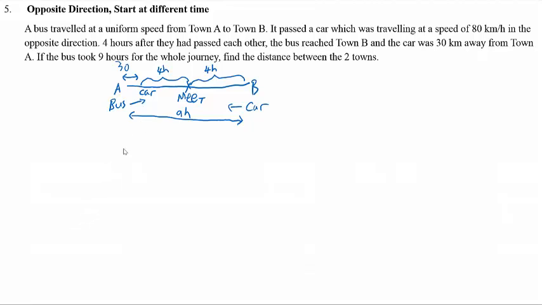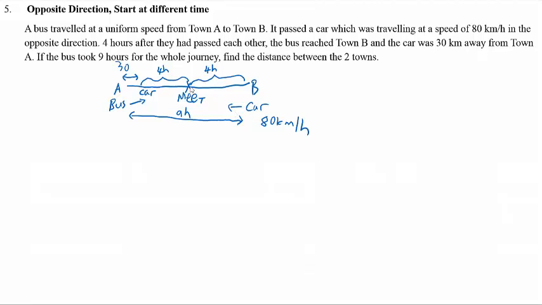So we know that the speed of the car is 80 km per hour, and the car takes 4 hours to travel from the meeting point to over here. So we can find the distance from here to here. We simply take 4 hours times 80.